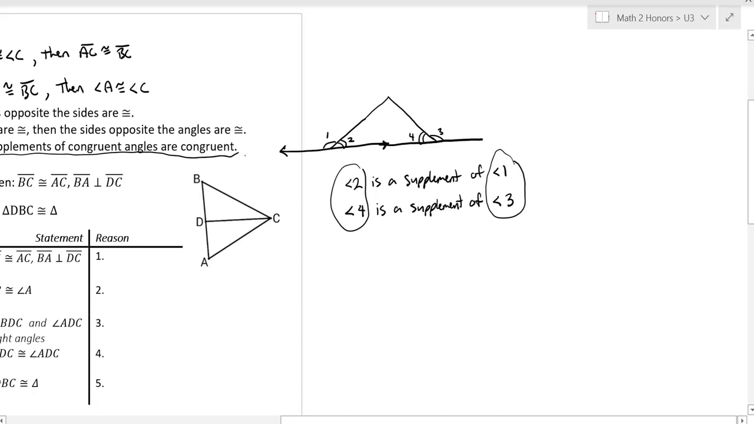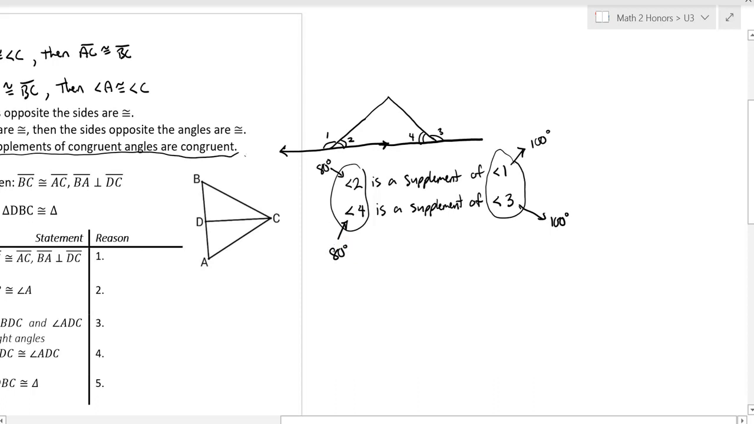Which makes sense. If you think about it, let's give a measure to angle 1. If angle 1 were 100 degrees, and angle 3 were 100 degrees, they would be congruent to each other. Now, angle 2 would be a supplement of angle 1, which means they add up to 180, so that would make angle 2 80 degrees. Angle 4 would be supplement to angle 3. Angle 3 is 100, so angle 4 would also be 80 degrees. And so now you see that angle 2 and angle 4 also have to be congruent to each other.